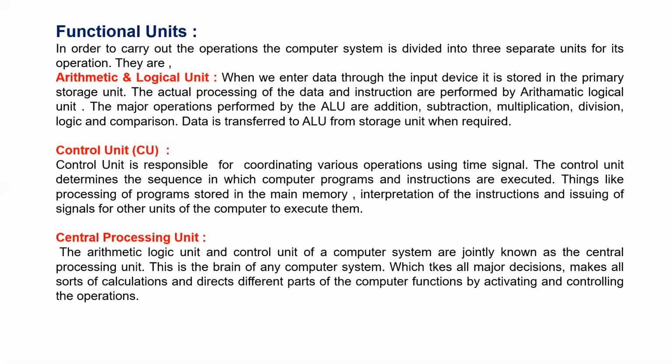After the control unit, the third unit is the central processing unit. It is nothing but the combination of the arithmetic logic unit and the control unit, jointly called the central processing unit or CPU. This is the brain of any computer system, which takes all the major decisions, makes all sorts of calculations, and directs different parts of the computer by activating and controlling the different operations or commands given by the operators.